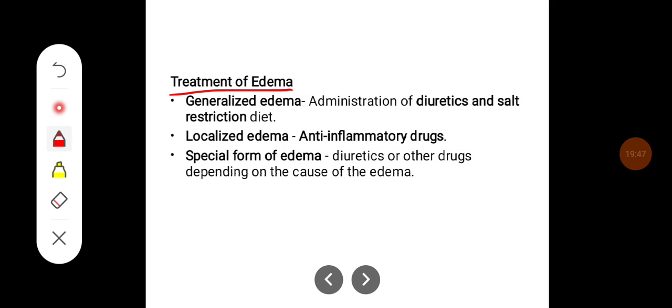How do you treat edema? Generalized edema is treated by administration of diuretics and a salt restriction diet. Localized edema is treated mainly by anti-inflammatory drugs, and special forms of edema are treated by diuretics and other drugs depending on the cause of the edema.